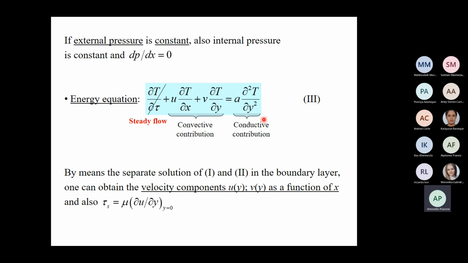Now I have to analyze the third equation, the energy equation. In the energy equation I have both velocity and temperature. That means that the temperature field depends on the velocity field. To obtain the temperature field, the velocity field is needed. So first I have to solve equation 1 and equation 2 to obtain the velocity field. Knowing the velocity field, I can insert it inside the energy equation to obtain the temperature field.